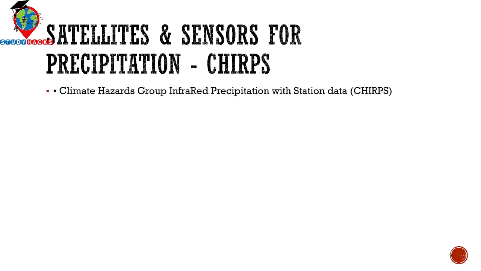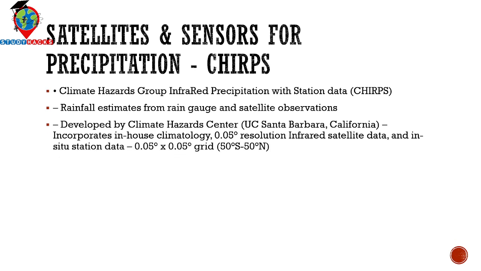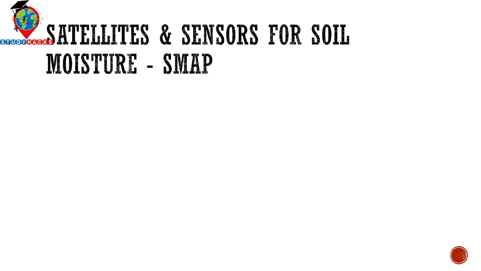And now we talk about CHIRPS satellite imagery for precipitation. Basically, the full form of CHIRPS is Climate Hazards Group InfraRed Precipitation with Station data. It provides rainfall estimates from rain gauge and also satellite observation, and was developed by the Climate Hazards Center at UC Santa Barbara in California, and incorporates in-house climatology. We can get 0.05 degree resolution infrared satellite data, and it's available from 1981 to near present time.